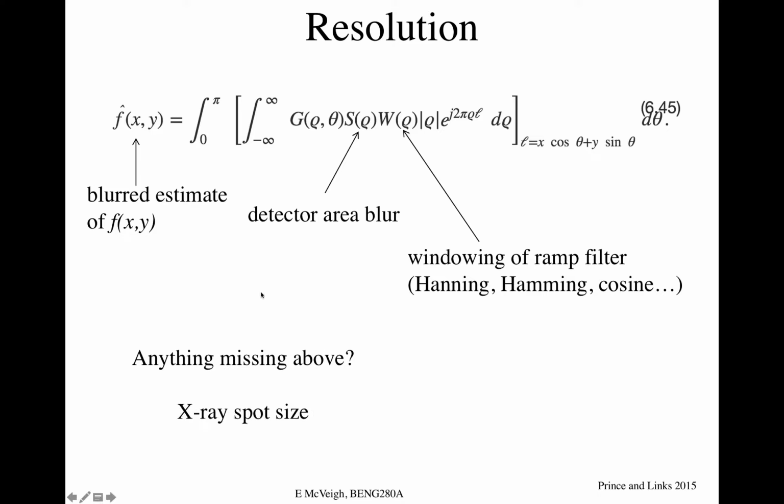We won't really talk about this. What isn't modeled here is the fact that the X-ray source itself doesn't come from an infinitesimal spot. It actually comes from a spot that is about a millimeter, on the size of the detectors, and so that X-ray source also will induce some blurring if the X-ray spot of your source is too large.